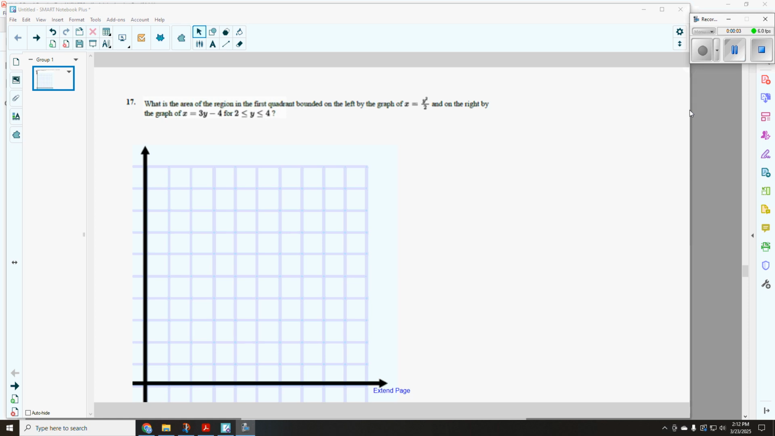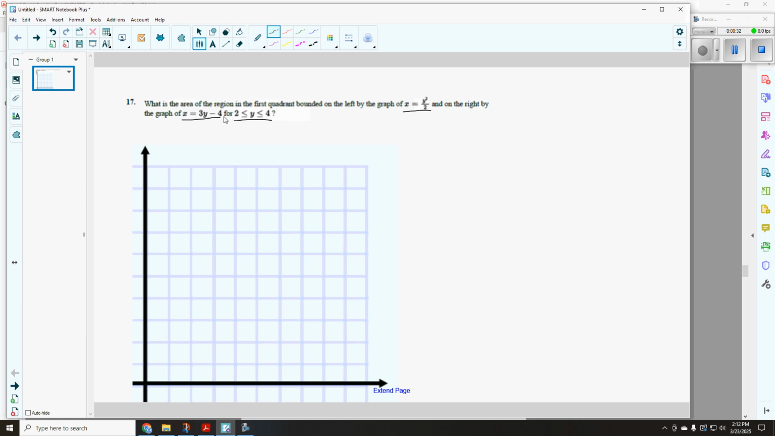So I'm going to start this problem by drawing a little graph. And I only need to go from y equals 2 to 4. Now, I'm going to integrate this with respect to the y-axis. And they were kind enough to give me both equations in terms of x. So x equals y squared over 2, and x equals 3y minus 4.